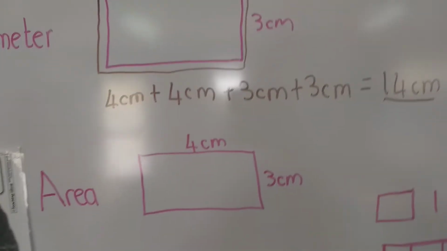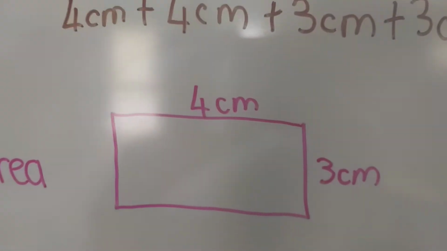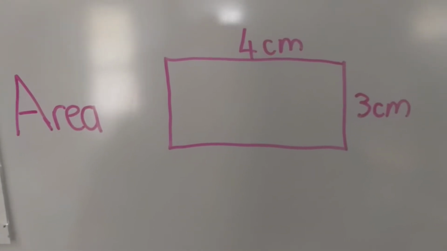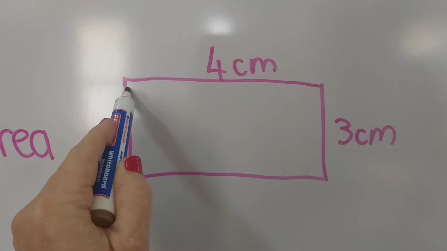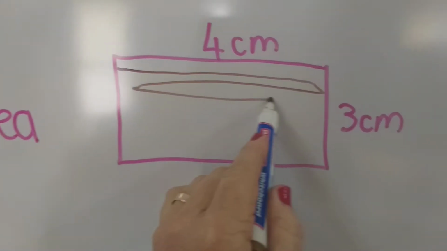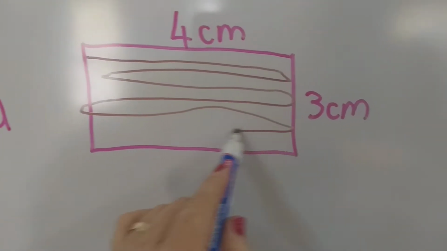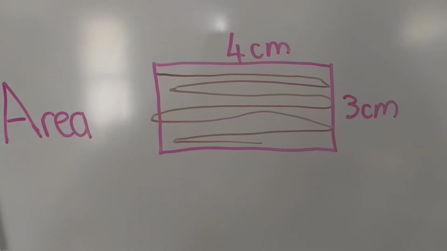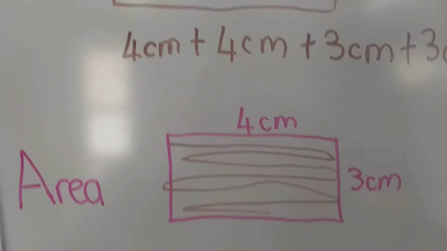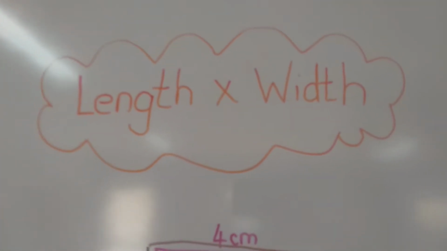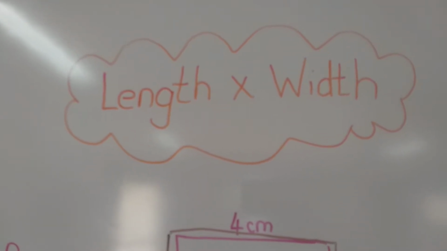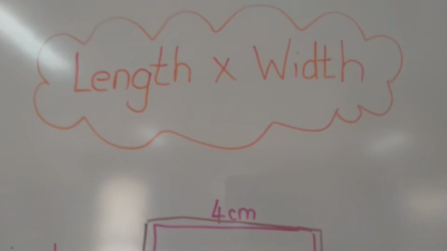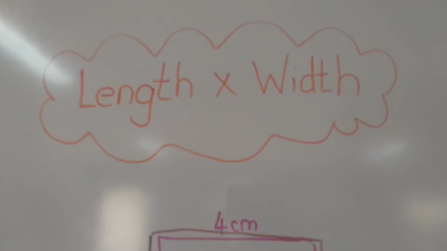Now area is a bit different. Area is not measuring the distance around the object. Area is measuring the space inside an object. All that space inside an object is what we call area. When we work out area, there's a formula that we use, and that is we times the length by the width of the object. The length by the width.